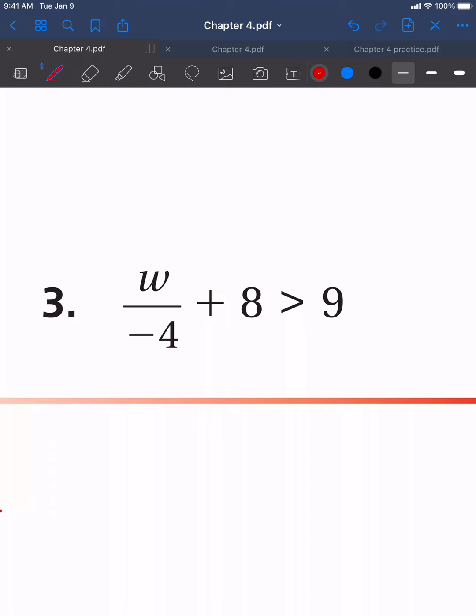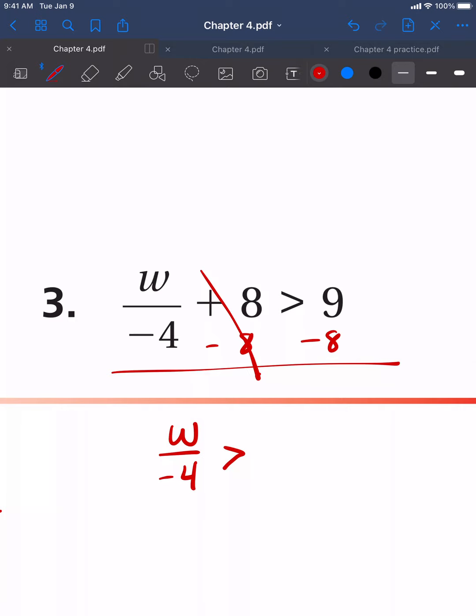So, plus 8, so we're going to? Minus. Good job. Subtract 8 from both sides. That makes it go away. Then I'll have w divided by negative 4 is greater than 1. How do I get w by itself now? Multiply by negative 4. Good. Multiply each side by negative 4. That gets rid of this. W is greater than, and then Jaylee said my answer is going to be negative. Negative what? 4. Good.